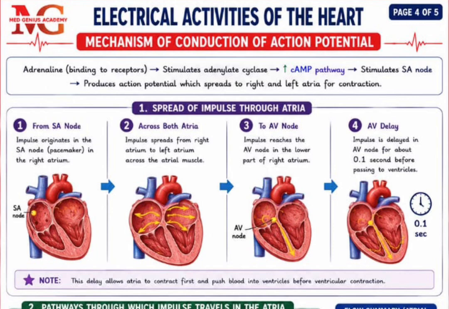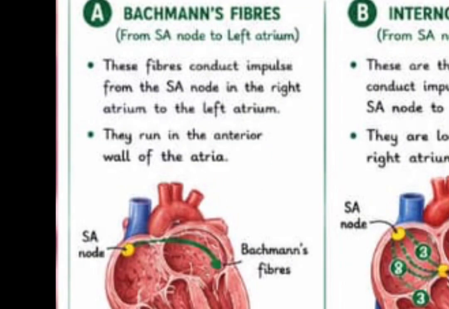So now, the pathway through which the impulse travels to the atria. What happens in the atria? How do they generate in the SA node and spread to the atrium? So watch now. The first one is the Bachmann fibers. The Bachmann fibers are one part, going from the SA node to the left atrium. The SA node, where the action potential is generated, is located in the right atrium.